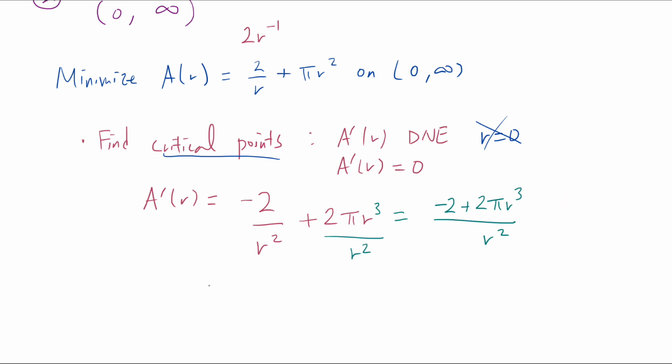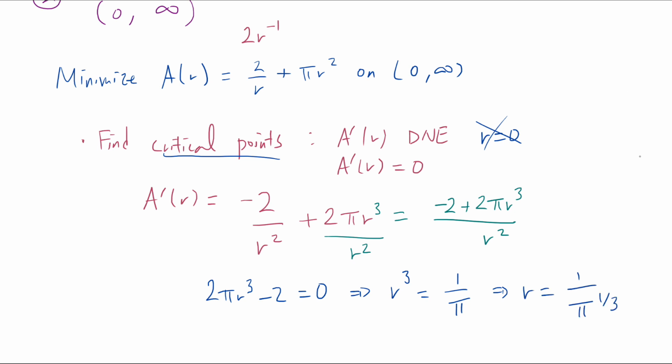So we want to look at where 2 pi r cubed minus 2 is 0. And this exactly happens when I move 2 to the other side. Divide by 2 pi, you get r cubed is equal to 2 over 2 pi, or just 1 over pi. And now I can raise both sides to the 1/3 power to cancel out this 3. So we're going to get r is equal to 1 over pi raised to 1/3.